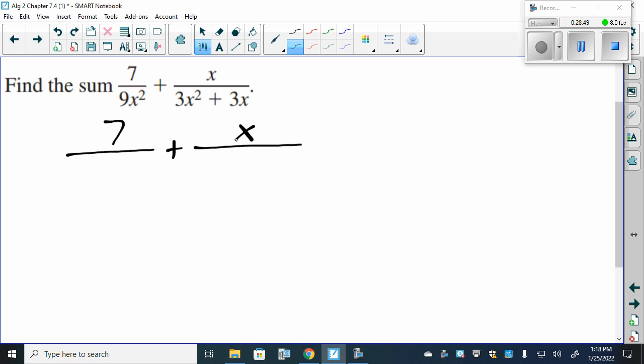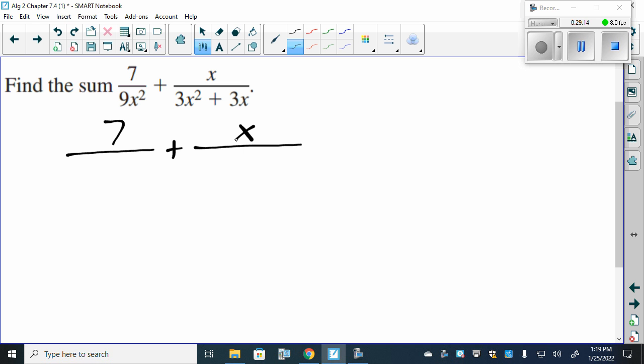Whenever we start working with these addition and subtraction problems of rational expressions, and the denominators aren't the same, the first thing I would do is try to factor all the denominators as far as I possibly can. That way we can see what this least common multiple is, what we need to do to get them all to be the same before we start adding and subtracting.